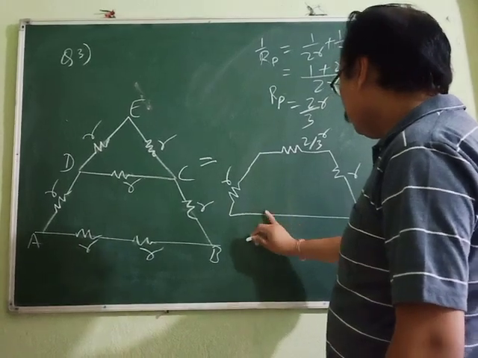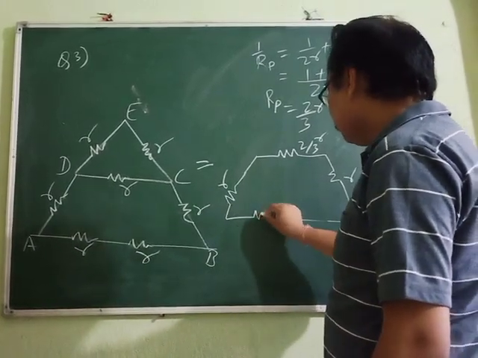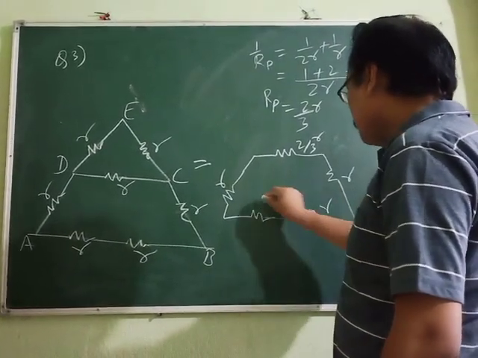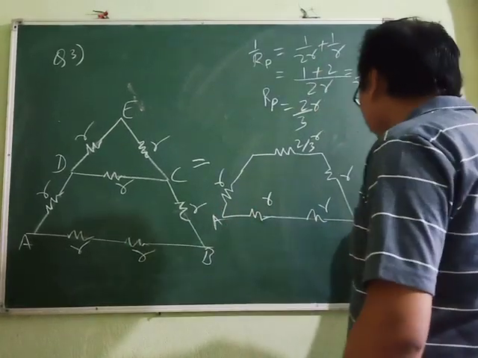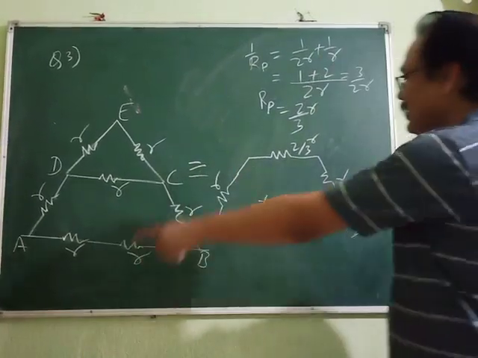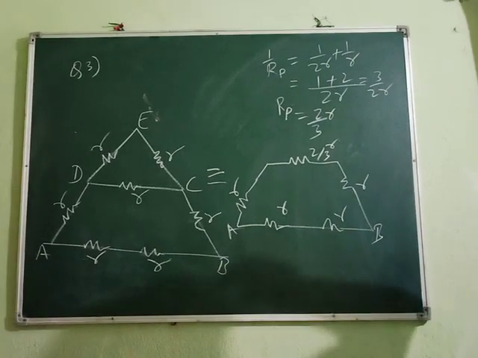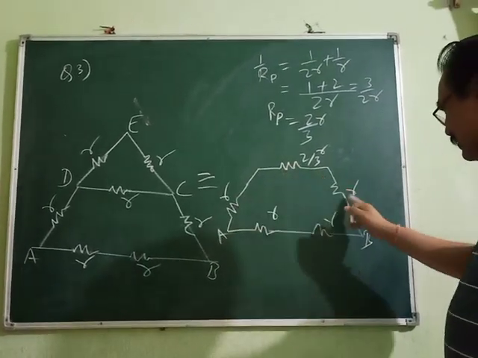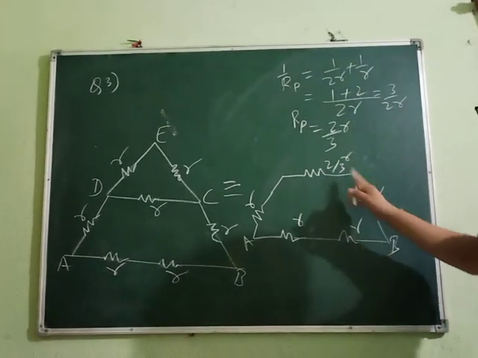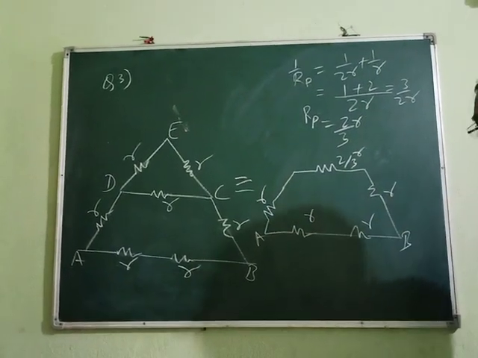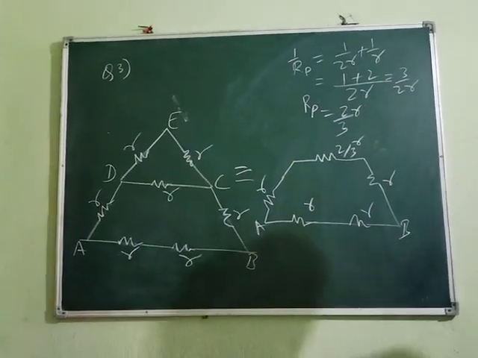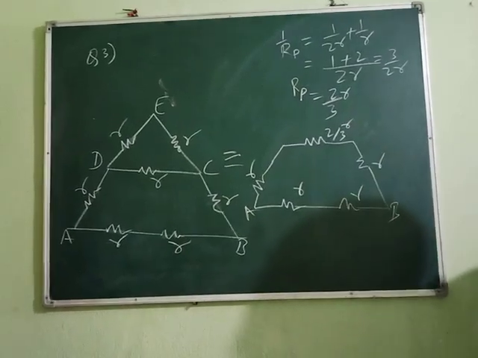Okay, here we have got two resistors. This is point A and this is point B. So this circuit can be drawn like this. Now, what do you think? These three resistors are in series. So 2 by 3R plus R is how much? Let's see.